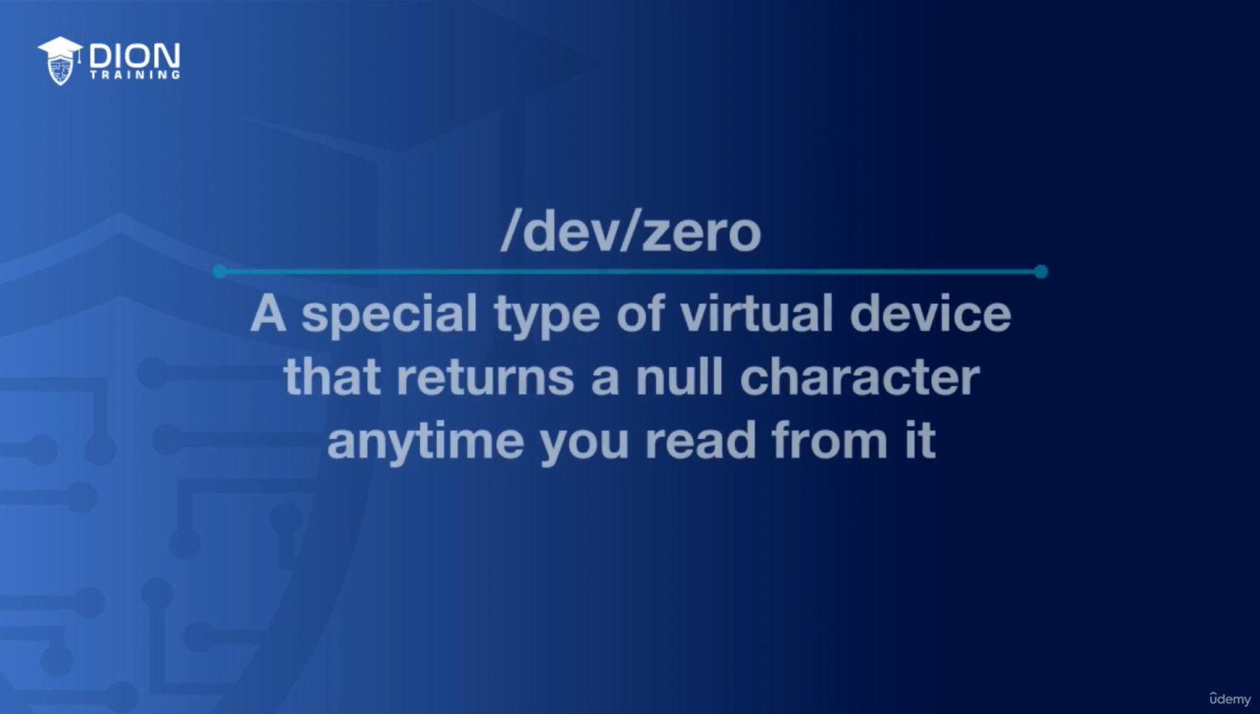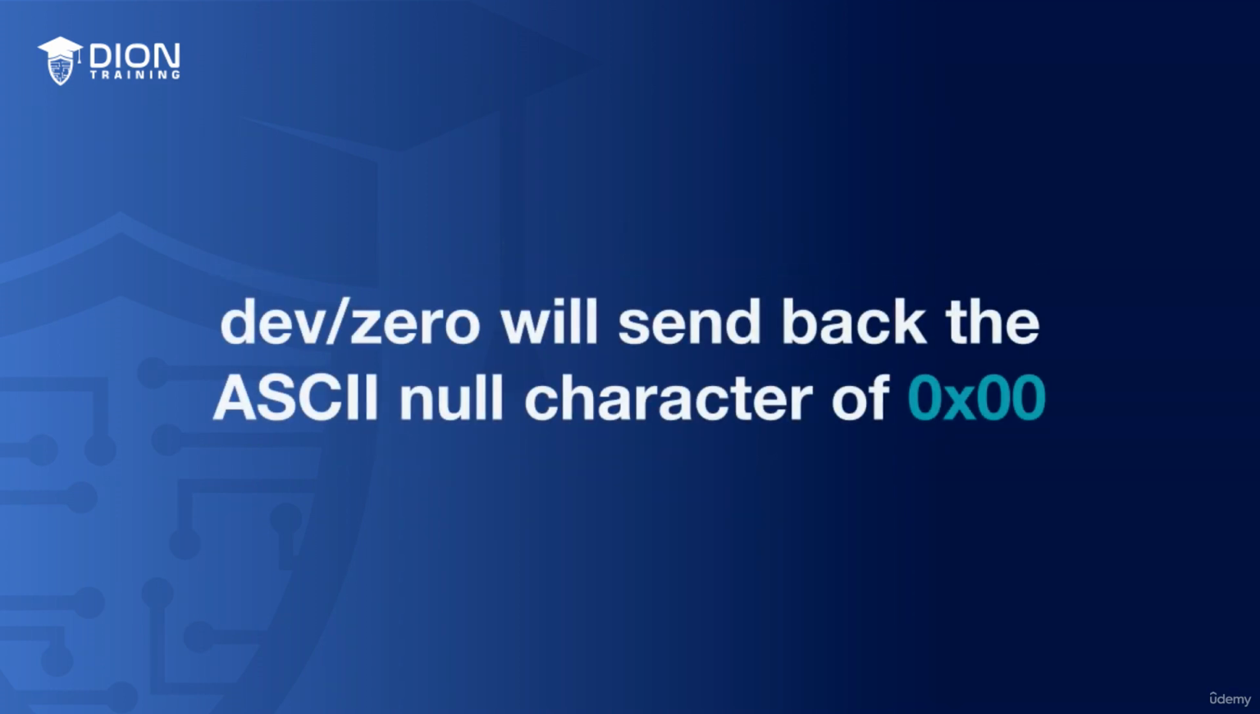The /dev/zero special character device is going to be used as a special type of virtual device that will return a null character anytime you read from it. If you redirect the output to the /dev/zero device, it is going to discard the data just like the /dev/null device did. But the big difference is, when you try to read from /dev/zero, it's going to act differently than /dev/null did. You're not going to get that end of file back immediately, but instead, it's going to send you back the ASCII null character of the hexadecimal value of 0x00.